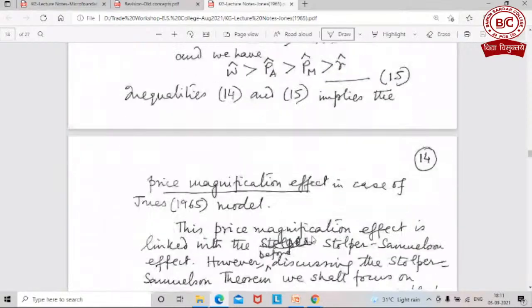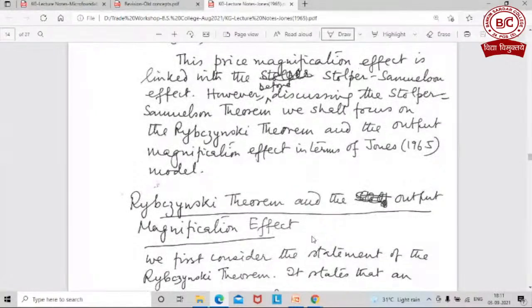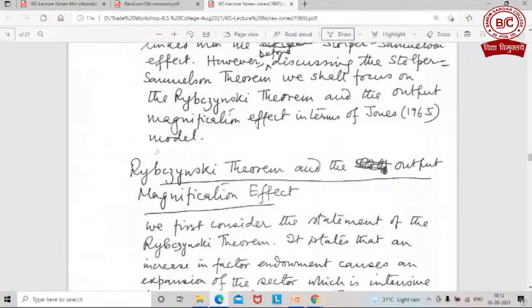This is known as the Stolper-Samuelson theorem. Now I shall pass over to the Stolper-Samuelson theorem, but before that, I shall just explain one more theorem, and then I shall pass over to the Stolper-Samuelson theorem with a few implications, and I'll finish after this by 6:30. So let me, for the time being, pass on to another theorem.